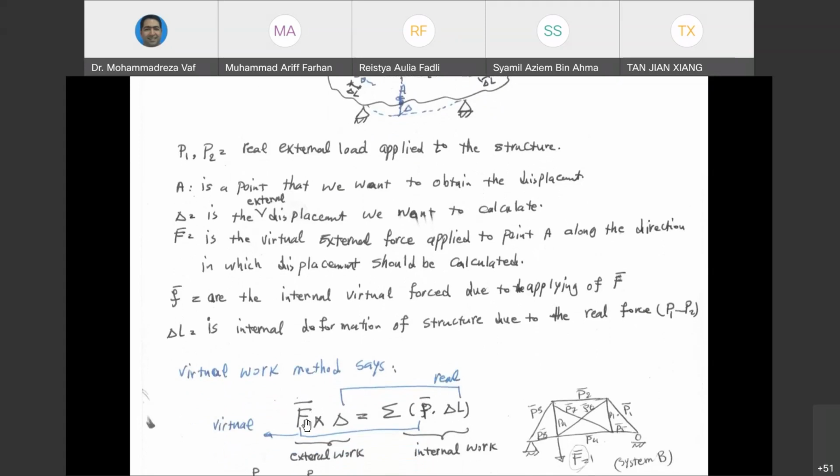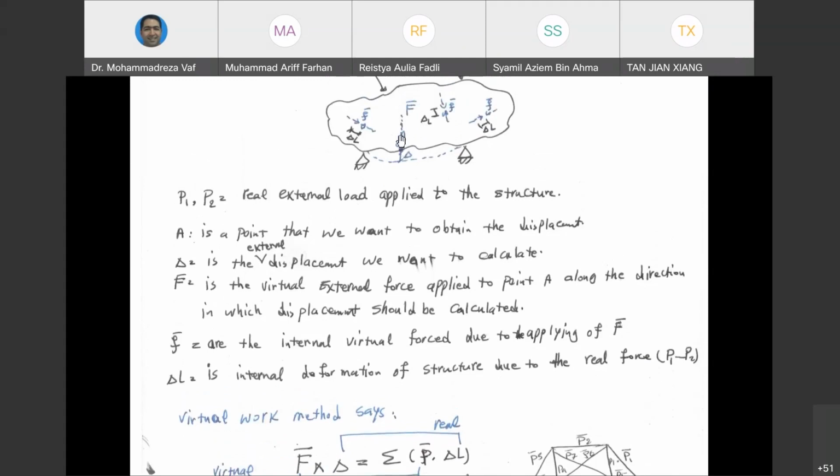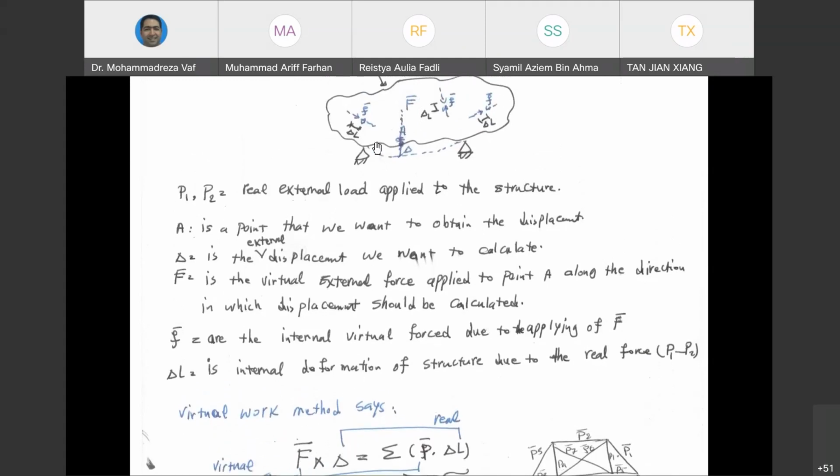Right now we know F bar, the big F bar here, is basically the virtual work that we apply to point A. And delta is basically the deflection that you want to calculate. There are two more parameters in the right side of this equation that we don't know. One of them is this F bar.